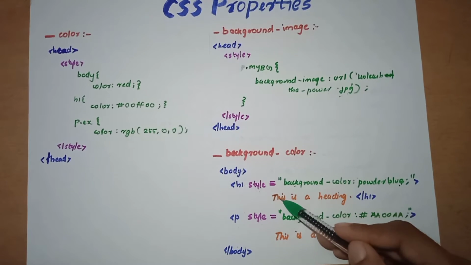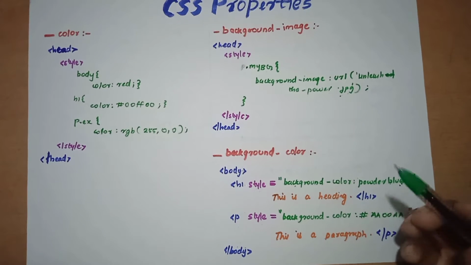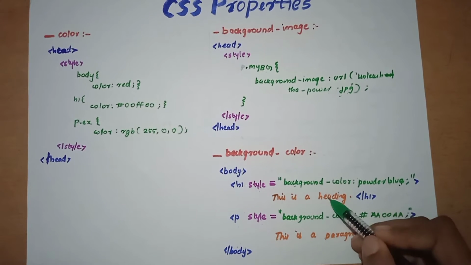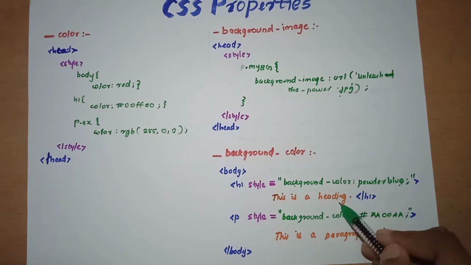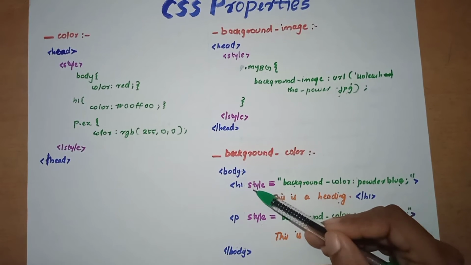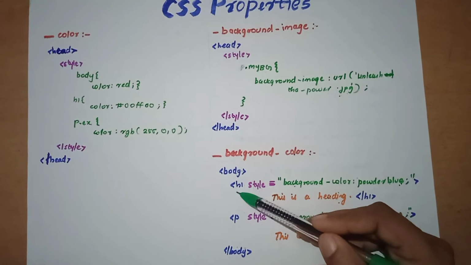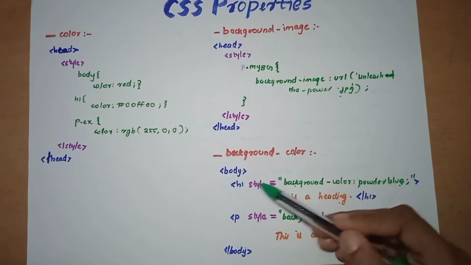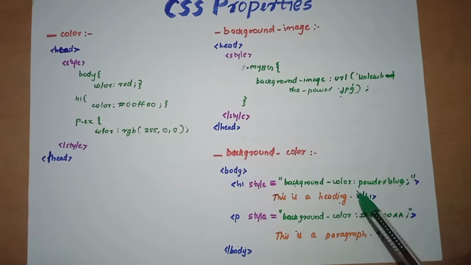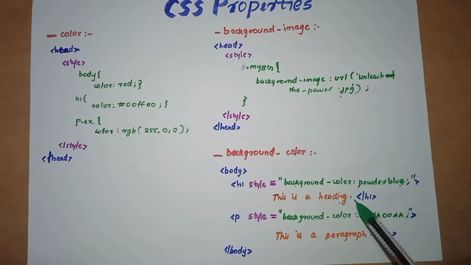Then write whatever you want to display in the heading, that this is a heading. This is just a text. Whatever text we write here will be displayed in the style that we have mentioned along with the HTML element. So I wrote some text here and I just closed the heading tag too.